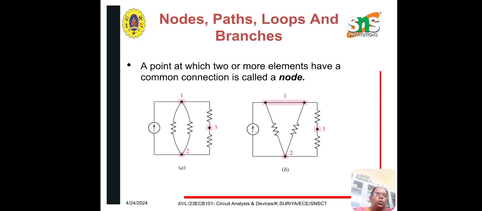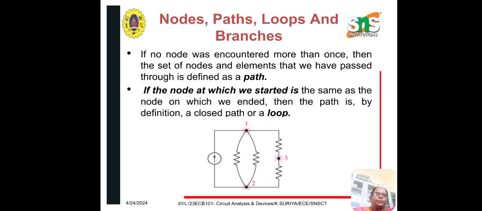First one is a node. A node is a point at which two or more elements have a common connection. Next one is path. If no node is encountered more than once, then the set of nodes and elements that we have passed through is defined as a path. Next one is loop. If the node at which we started is the same as the node on which we ended, then that path is known as a loop.